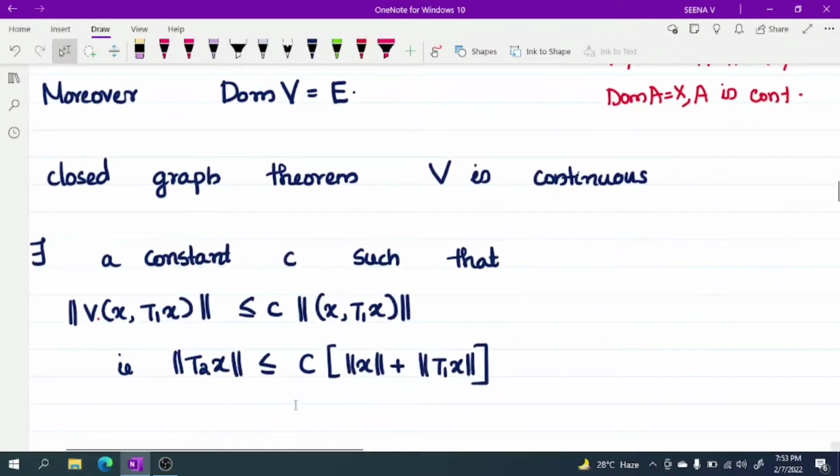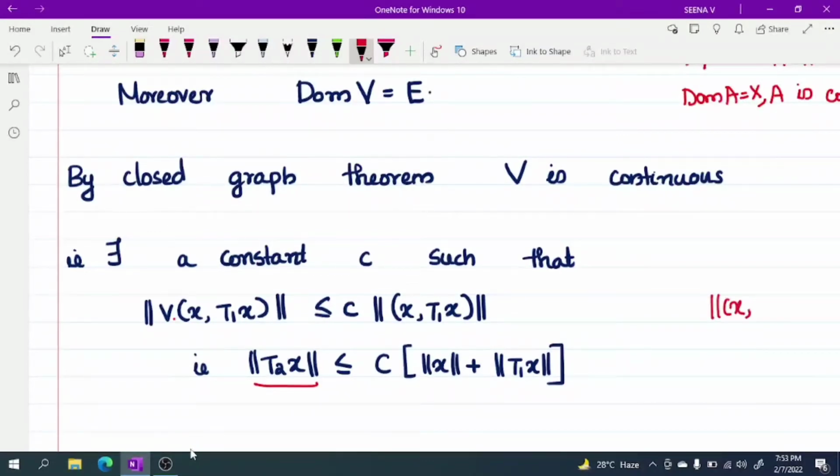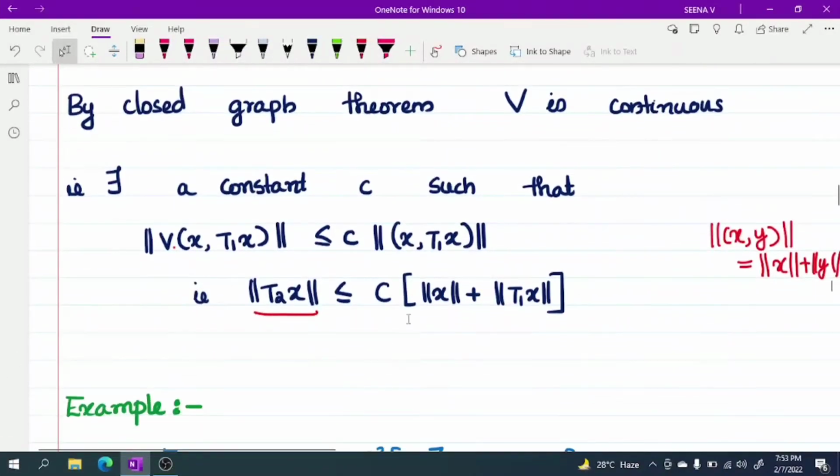V is continuous implies V is bounded. That means there exists a constant c such that norm of V(x, T1x) is less than or equal to c into norm of (x, T1x). Now, what is V(x, T1x)? It is T2x, which is less than or equal to, since we have the norm of the ordered pair (x, y) equal to norm of x plus norm of y, c into (norm of x plus norm of T1x).